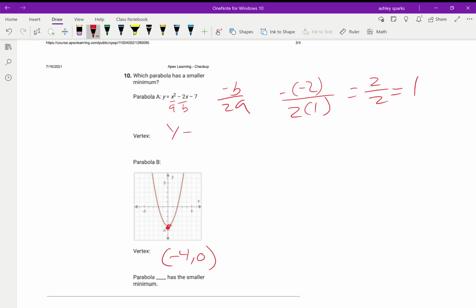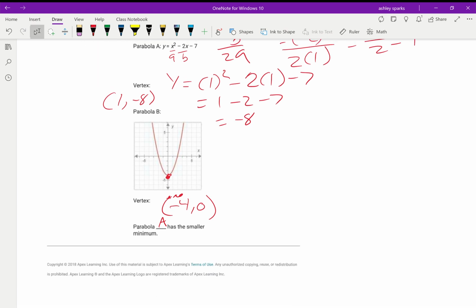So y will equal 1 squared minus 2 times 1 minus 7. 1 minus 2 minus 7, which is going to give me -8. So my vertex here would be the point (1, -8). -8 would be somewhere down here, which means that my parabola A has a much lower minimum. It's going down much further than my previous one. So that is our graphing parabolas. Again, there are graphing tools, so I would highly recommend using those where applicable.